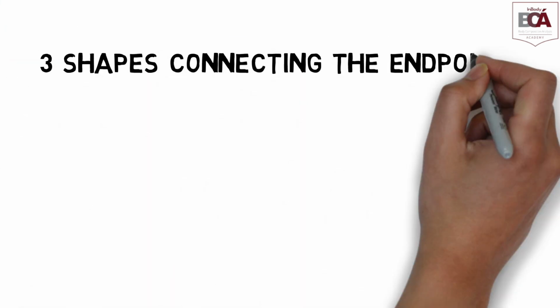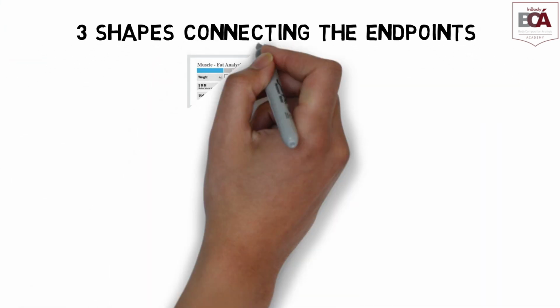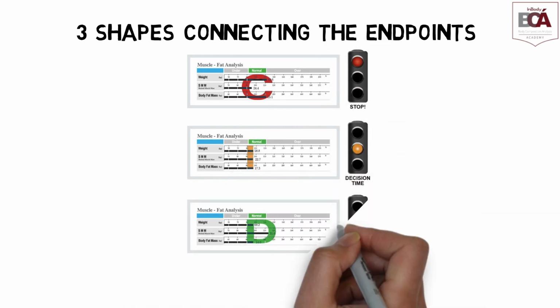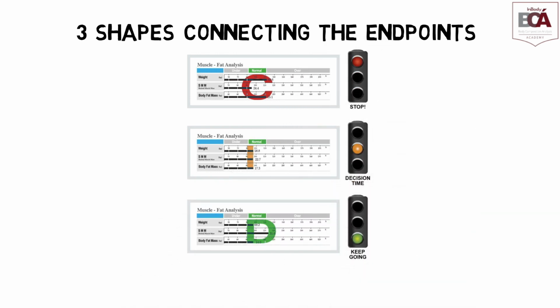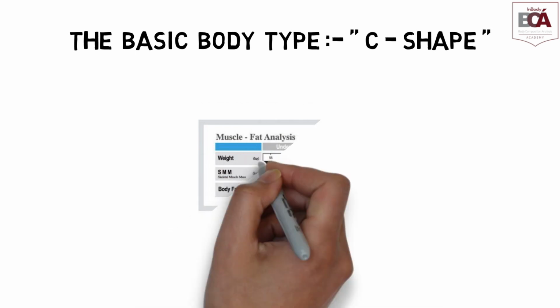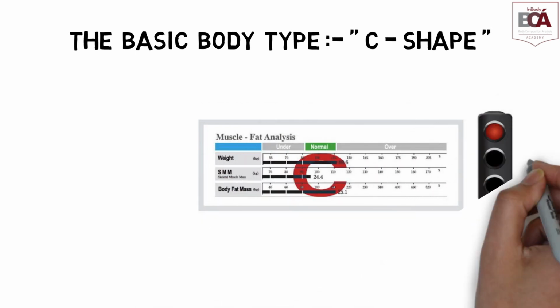Muscle fat analysis results are arranged in such a way as to make it simple and easy to make general observations about your client's body composition. You do this by forming one of three shapes by connecting the end points of the weight, skeletal muscle mass, and body fat mass bars. A C-shaped individual has a shorter bar length for SMM than for weight and body fat mass.